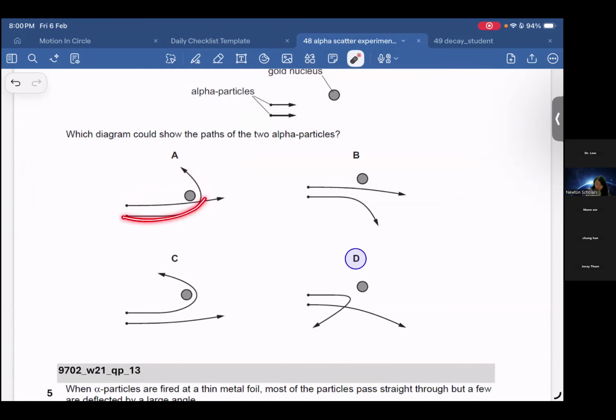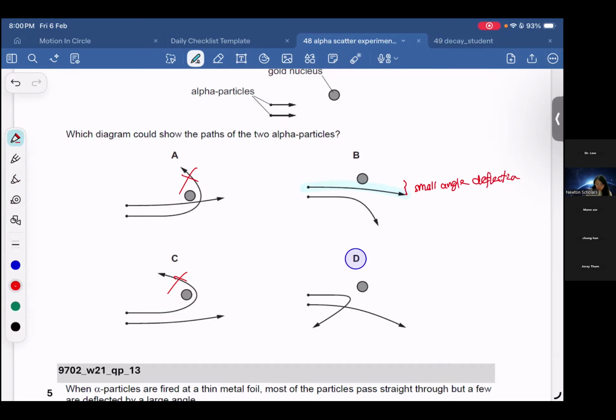So this one, it will bend like this. This part is confirmed wrong. It won't be bent, attracted, and then go back. No such thing. Okay, so then we only choose from B and D. B or D. You see, this line is nearer to the nucleus, but it's just showing a small deflection, small angle deflection.